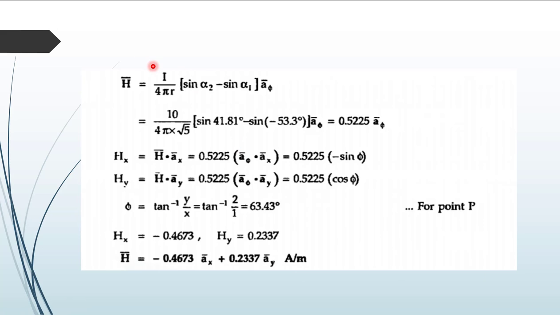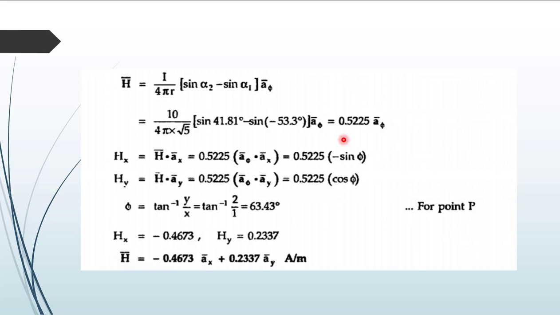So what is the final equation? H bar is equal to I upon 4 pi r times (sine of alpha 2 minus sine of alpha 1) into a phi cap. So again the same thing: I is 10 ampere, 4 pi root r 5 is equal to r, sine of 41.81 degrees, that is alpha 2, minus sine of minus 53.3 degrees, minus angle we have to consider, into a phi cap, so that H is equal to 0.5225 a phi cap.